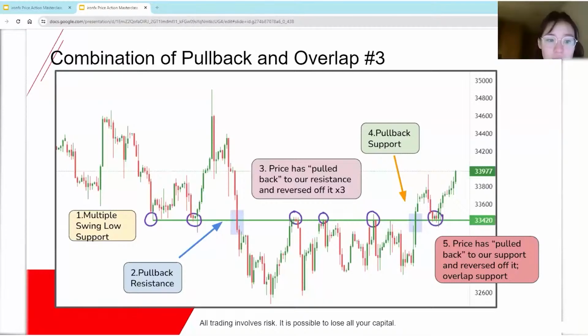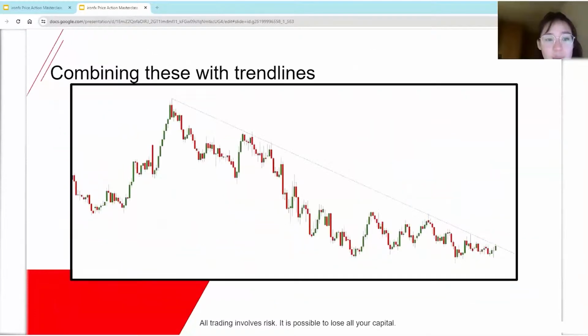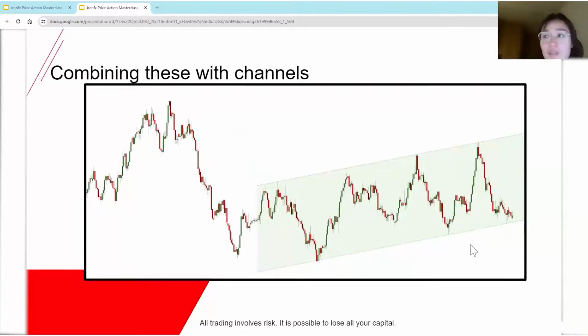Okay, so now let's combine all of these with our trend lines and price action. So here's what a trend line is. Just to recap, it's a valid trend line if there are at least 3 touches on it. So we have one swing high, two swing highs, and four swing highs here.